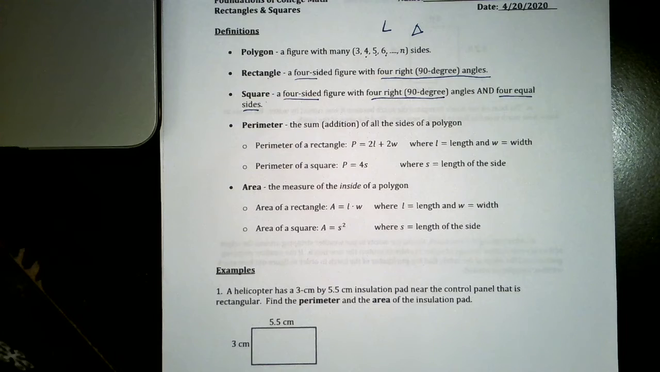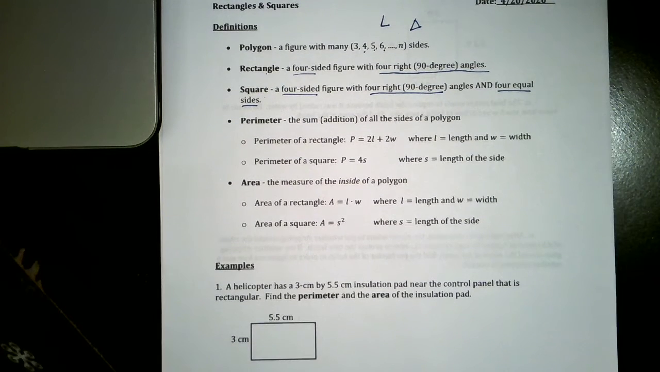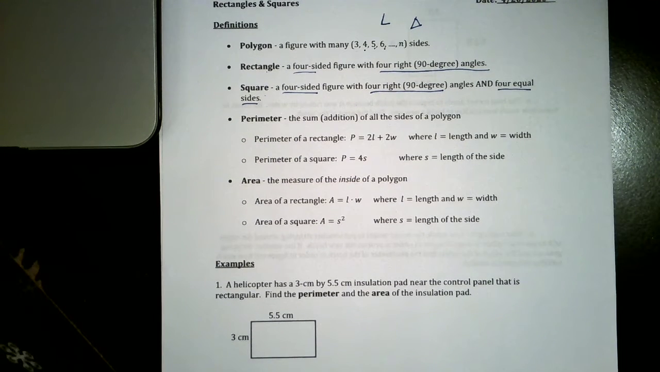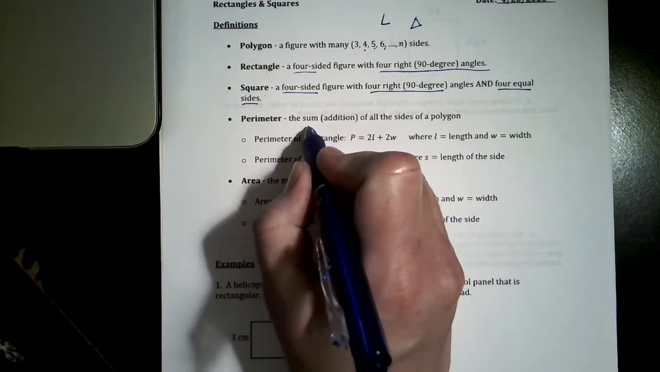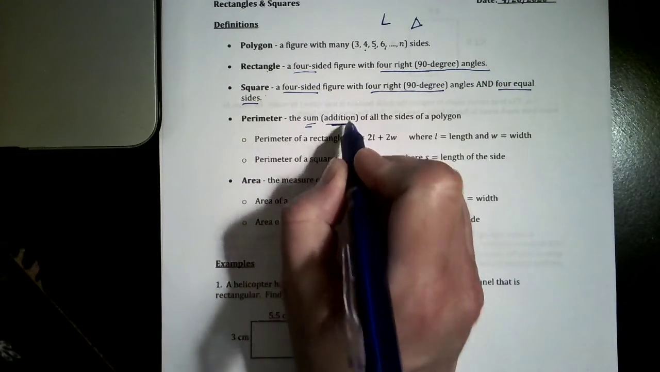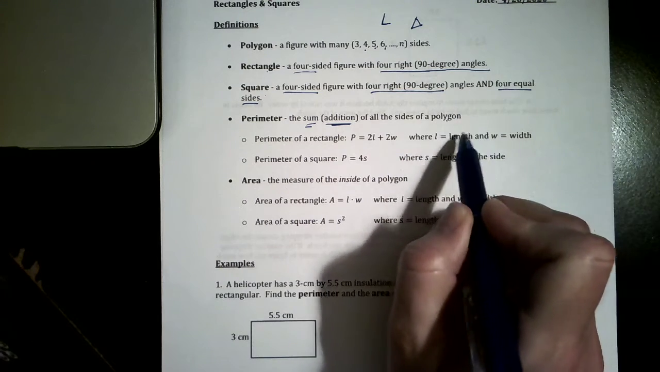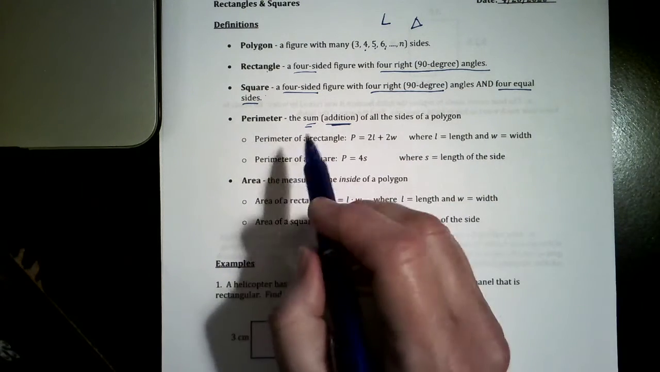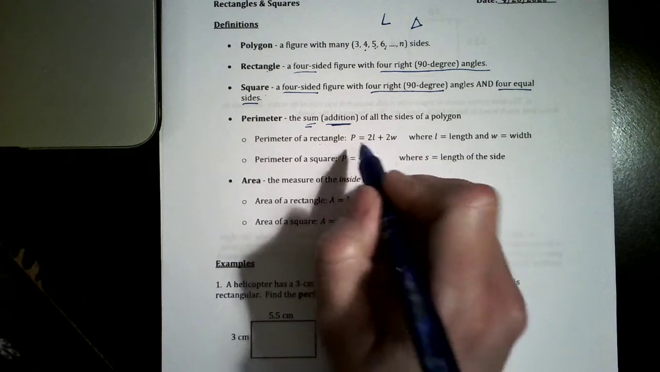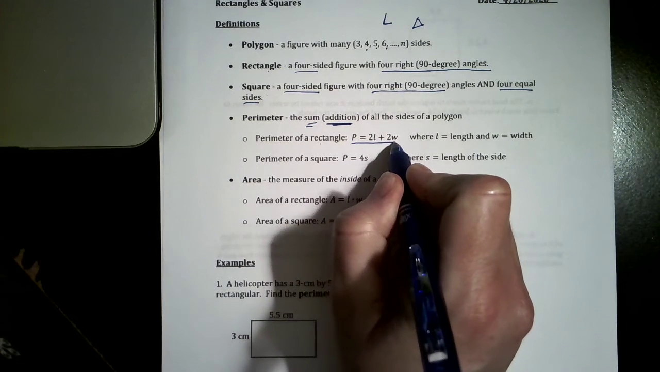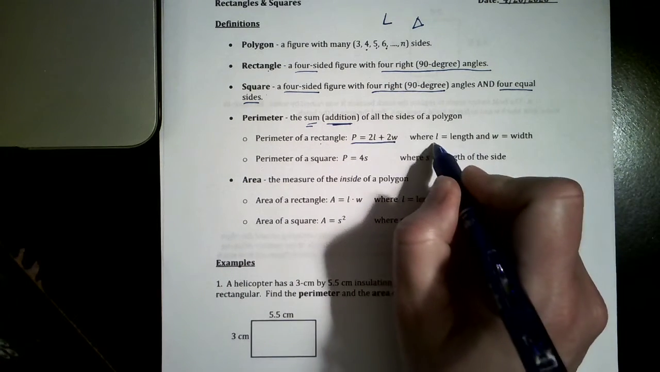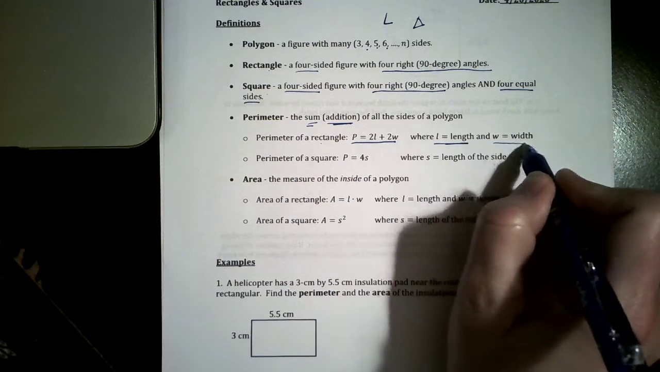Okay, so these next two terms should be review words for you as well. Perimeter is the sum, and remember sum means addition, of all the sides of a polygon. So you just add up all the sides going around the polygon. If you're talking about the perimeter of a rectangle, the formula is P equals 2L plus 2W. L represents the length and W represents the width.